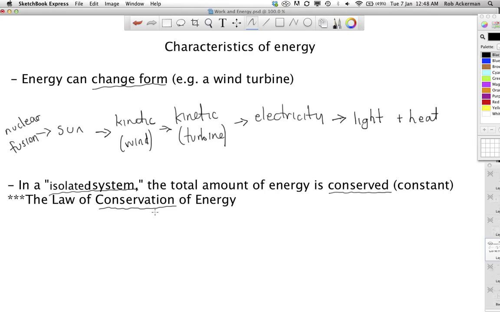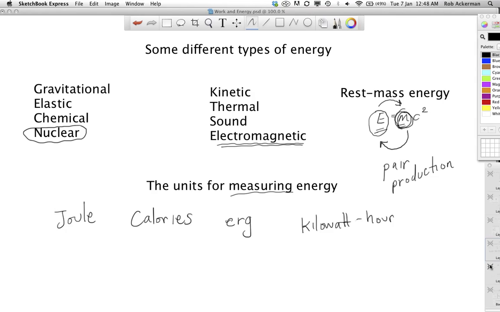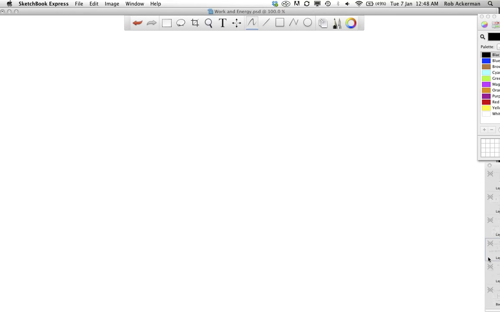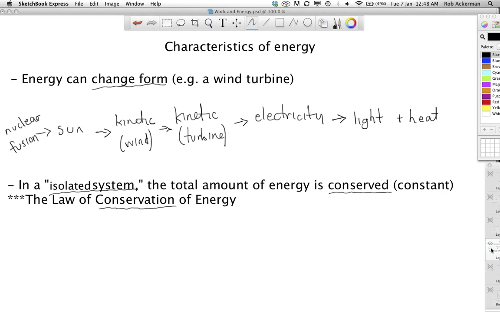The conservation here means that the total number of joules of energy is constant. So if we go back to this page and we look at all of the energy transformations that can occur in any process, and if we measure the number of joules or calories or ergs or kilowatt hours all throughout the process, we find that the total number at any given moment is the same.